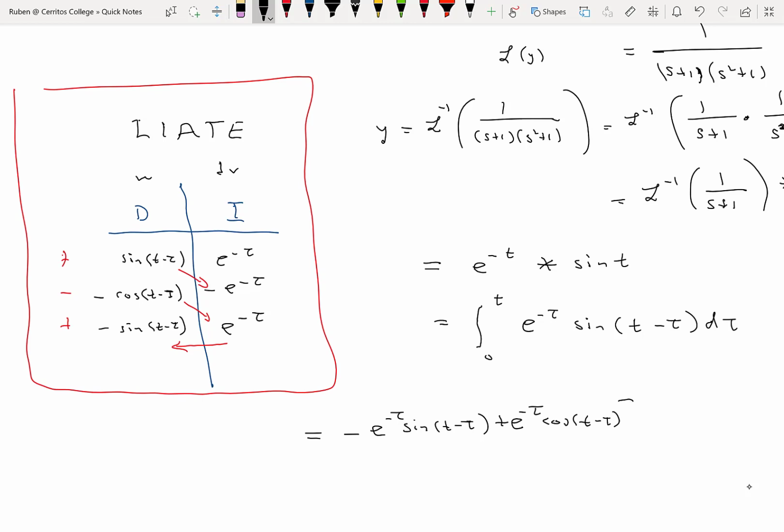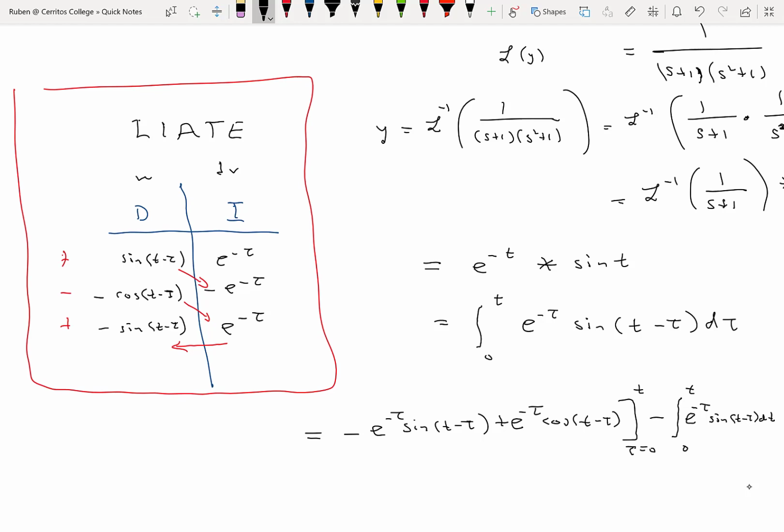All of that is carried between tau equaling 0 and tau equaling t, and then the horizontal arrow indicates that we multiply in that direction and then also integrate in that direction. So we have minus from the net result of a red plus and a black minus the integral from 0 to t of e to the minus tau times the sine of t minus tau d tau.